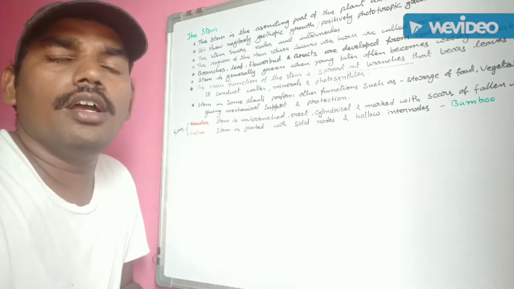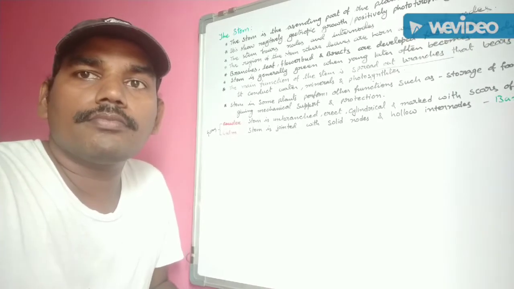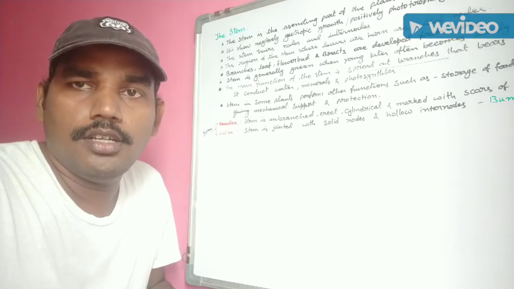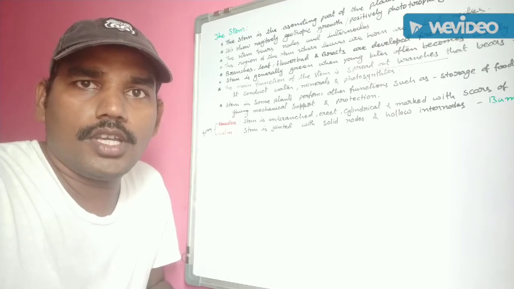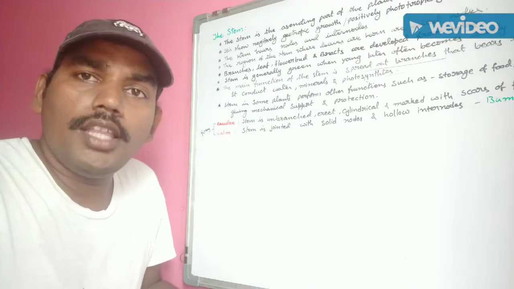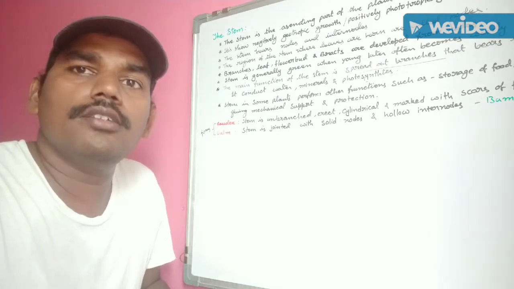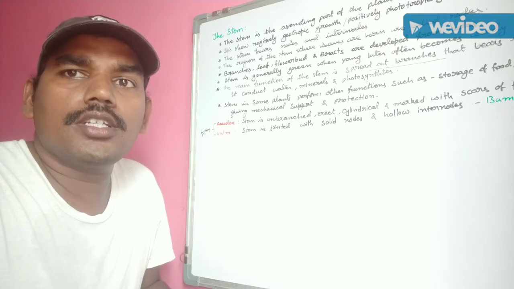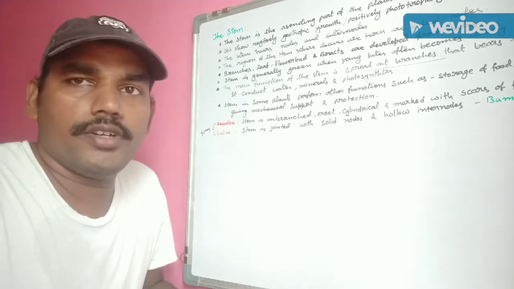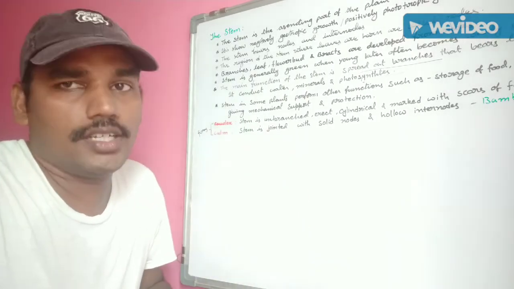You already know about the root functions. What are the main functions of root? Anchorage, absorption of water and minerals from the ground. Okay, these are the main functions. But some other additional functions, the secondary functions, are storage of food material, assimilation, nitrogen fixation, respiration, photosynthesis. These are some additional functions. In the same way, the stem also performs some additional functions.